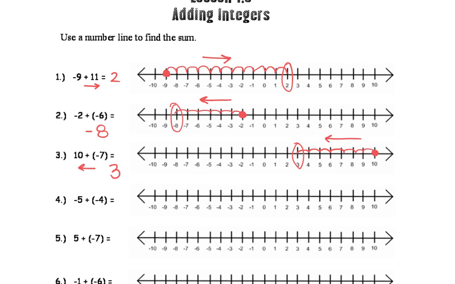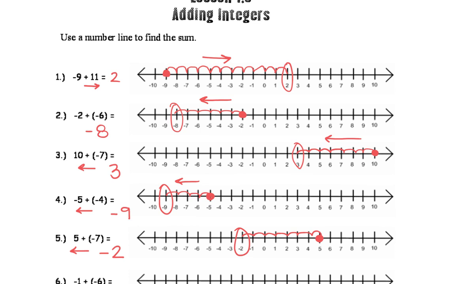On number 4, I'm going to start at -5, and again, I'm adding a negative, and so I'm going to move to the left 1, 2, 3, 4. Again, I'll put that arrow to show which direction I'm moving, and I end up at -9. When I do number 5, I start at +5, and again, I'm adding a negative here, so when I add a negative, I move left. I'm going 1, 2, 3, 4, 5, 6, 7, and I end up at -2 for that one.